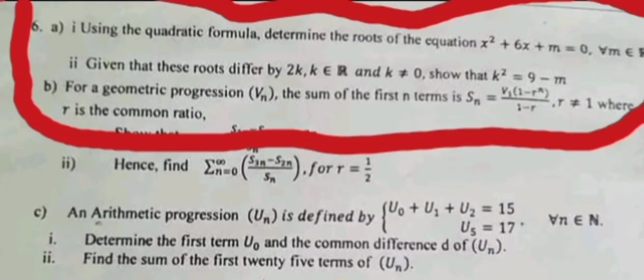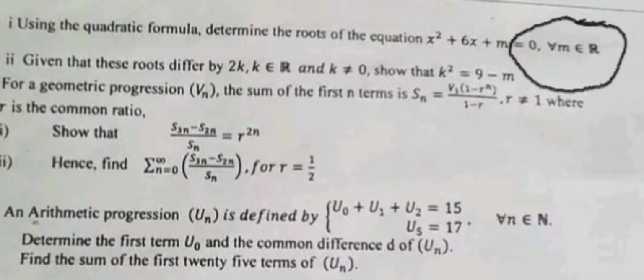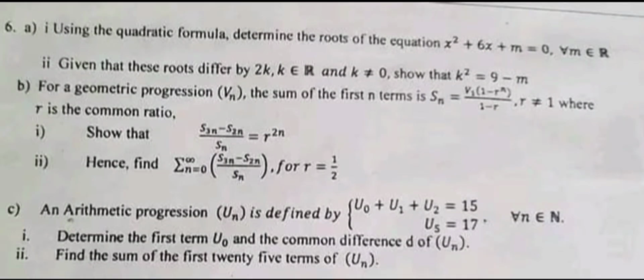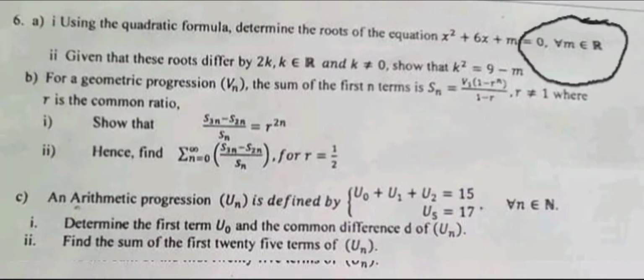Using the quadratic formula, determine the root of the equation x² + 6x + m = 0. In question 6a, what does that upside down A and that R mean, or that E? The upside down A stands for "for all", the E stands for "member", and R stands for real numbers. So, for all m that are members of the real numbers.